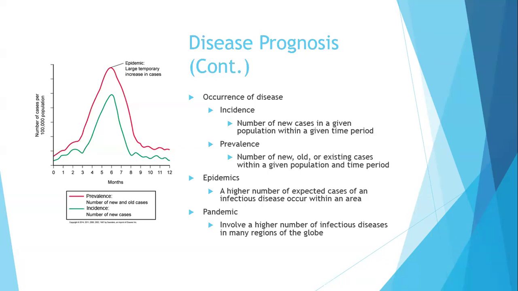If you have a higher number of expected cases of an infectious disease within an area, that's considered an epidemic. It's a large temporary increase in cases. And now we're all really familiar with the word pandemic because it's been overused the past 4 or 5 years. It's a higher number of infectious diseases in many regions of the globe. So it's like an epidemic all over the world. You want to think of it that way. So it's just a higher number of expected cases of an infectious disease. And pandemic is everywhere.